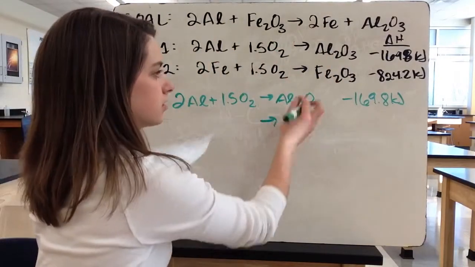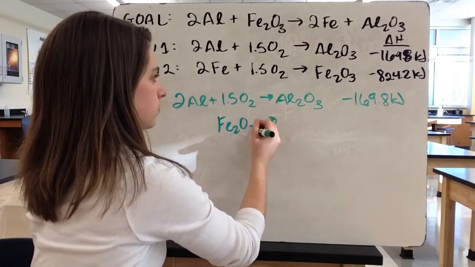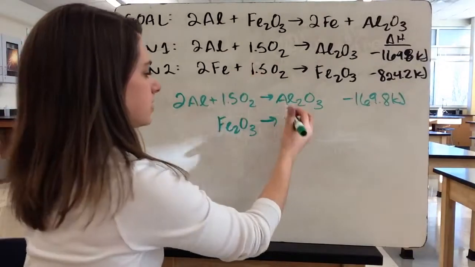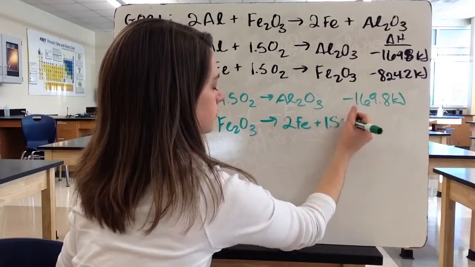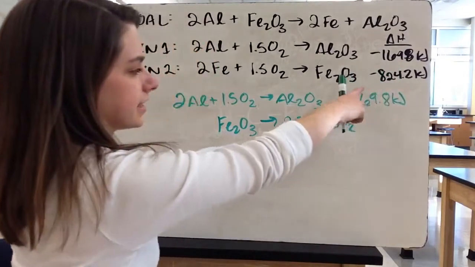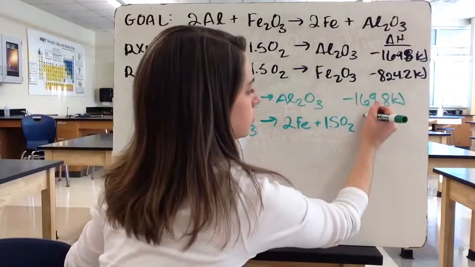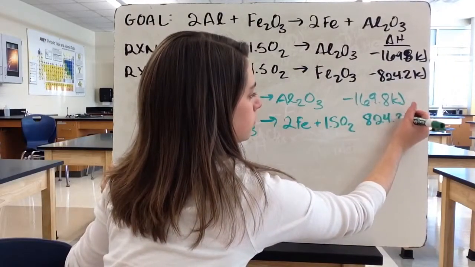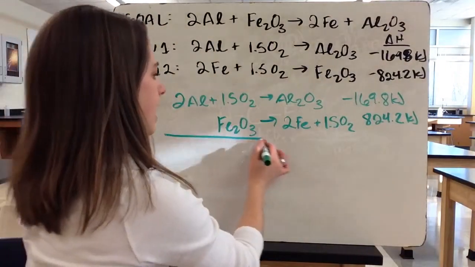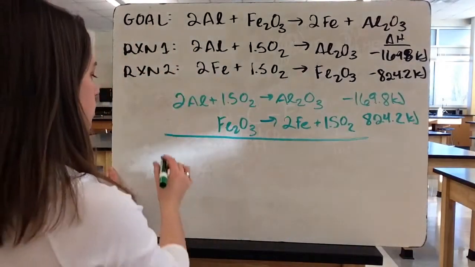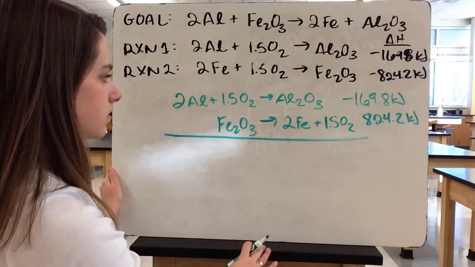So my products are going to become my reactants, and my reactants are going to become my products. And then, since I flipped the reaction, I also need to change the sign on my delta H. So now I'm going to add my reactions together. To cut out a step, I'm going to go straight to canceling out things on both sides.